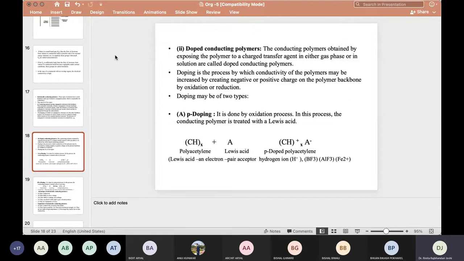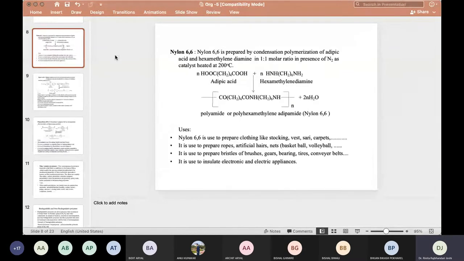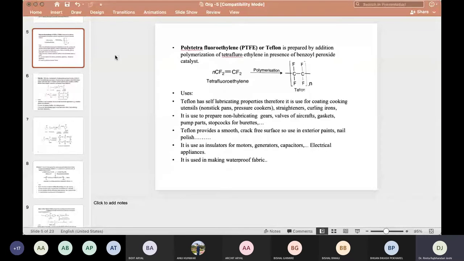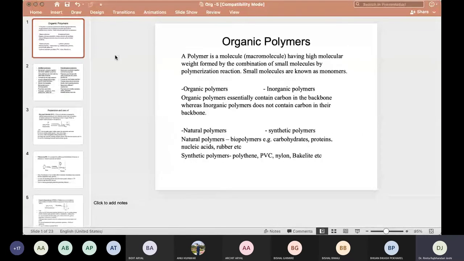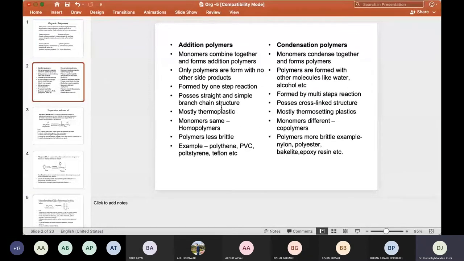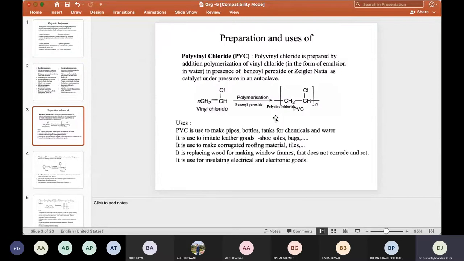Let's continue about polymers, organic polymers. In the case of organic polymers, as we have said, organic polymers must contain carbon as the backbone. We have also done addition polymers and condensation polymers. And in your syllabus, you need the preparation and uses of some of the polymers like PVC.